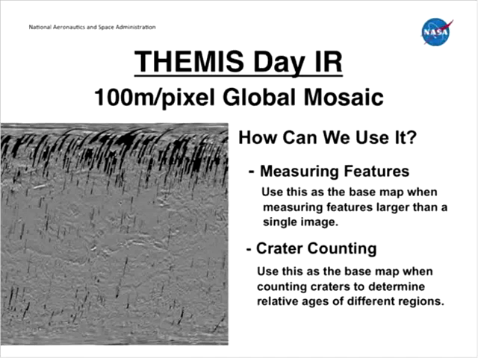So if you're interested in trying to determine the relative age of two different areas, you can count the number of craters they have. And the older a surface, the longer it's been there, the more craters it's acquired over time. And so you can work out relative ages that way. And since this map covers a lot of area at really high resolution, it makes it easier to count those craters and build up those statistics.